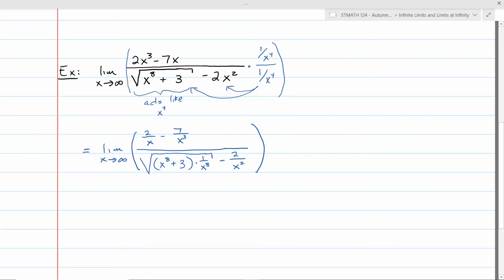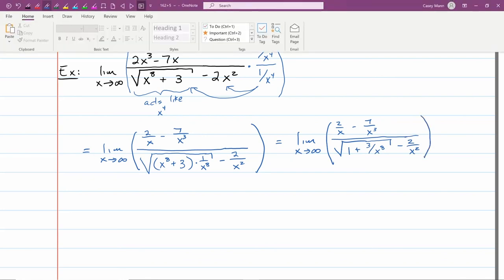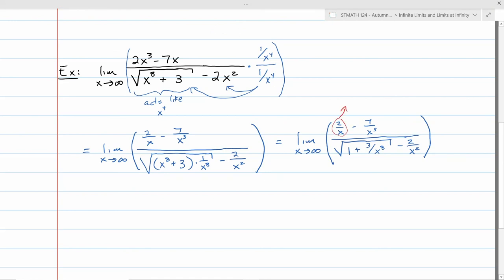But now inside that radical, I want to distribute. And inside that radical, you'll just have 1 plus 3 over x to the 8th. And then you still got that minus 2 over x squared there. But now you're ready to evaluate the limit because you've got all the little atomic level fractions that you want. You got a term going to 0 there. Got a term going to 0 there. That term's going to 0. And that term's going to 0.